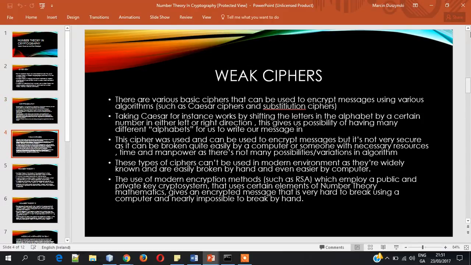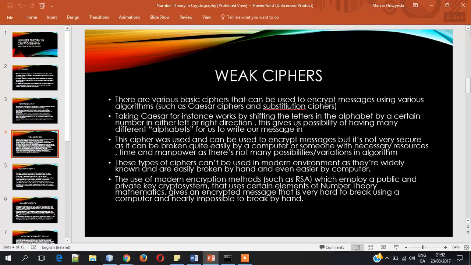There are various basic ciphers that can be used to encrypt messages using various algorithms. Taking Caesar's, for instance, it works by shifting the letters in the alphabet by a certain number, in either the left or right direction, which gives us the possibility of having many different alphabets to write in. This cipher was used and can be used to encrypt messages, but it's not very secure, as it can be broken quite easily by a computer or someone with the necessary resources, time, and manpower, as there are not many possibilities or variations in the algorithm. These types of ciphers can't be used in a modern environment as they're widely known and easily broken by hand, and even easier by computer.